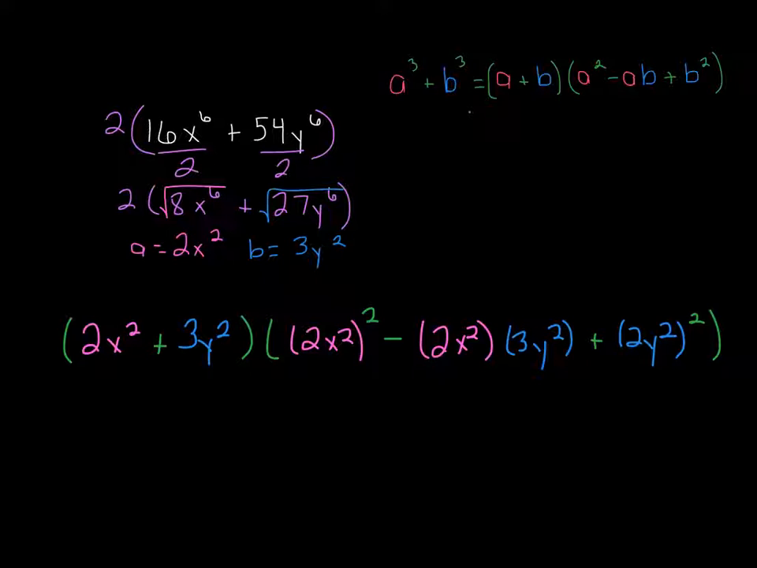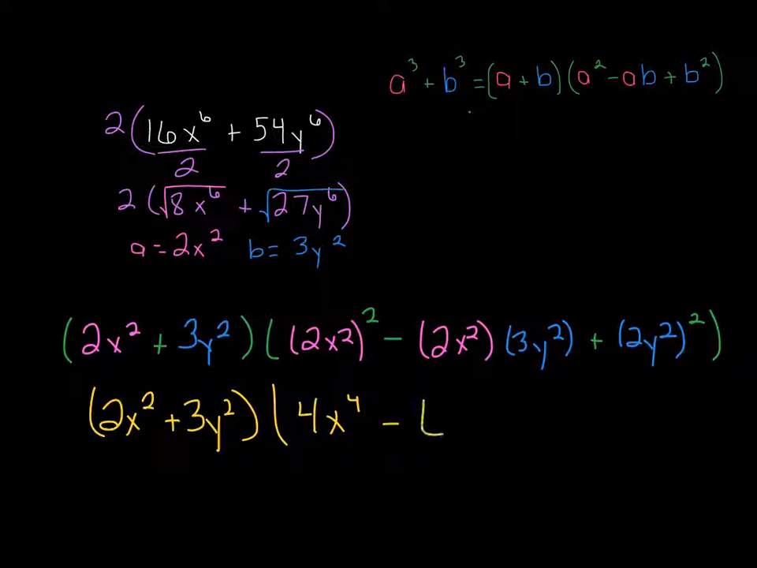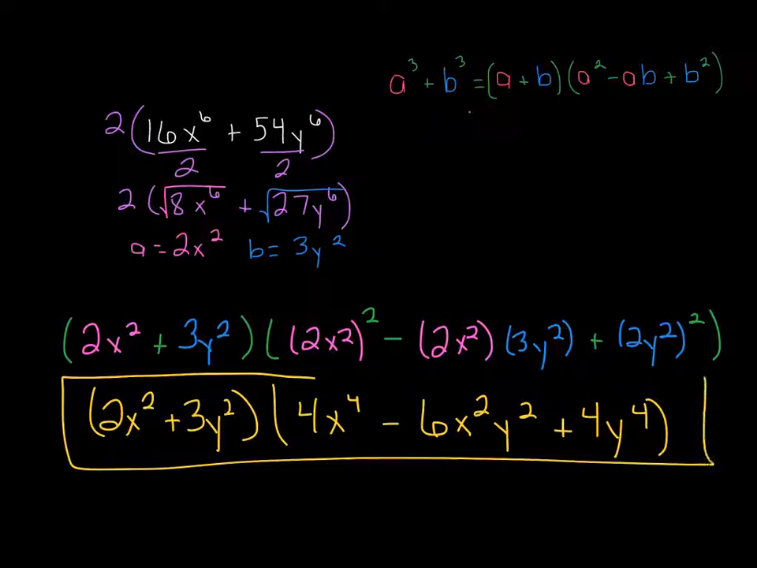We have 2x squared plus 3y squared. And then 2x squared squared would be 4x to the 4th. And then 2x squared times 3y squared would be minus 6x squared y squared. And 3y squared squared would be 9y to the 4th. And that is our factored form.